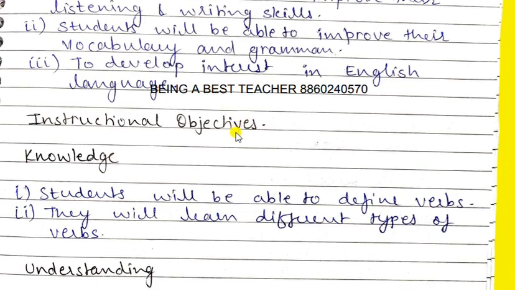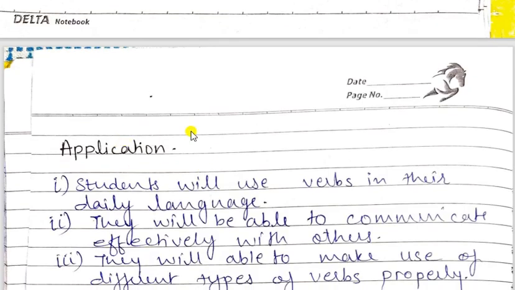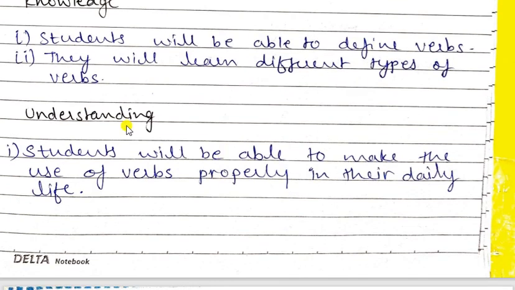Then instructional objectives are basically not subject based, these are topic based. Okay, so we are teaching verbs. So by verbs, what are our knowledge objectives, understanding objectives and application objectives, right? So here you can read, first is knowledge based, students will be able to define verbs, right? Next is they will learn different types of verbs, right?